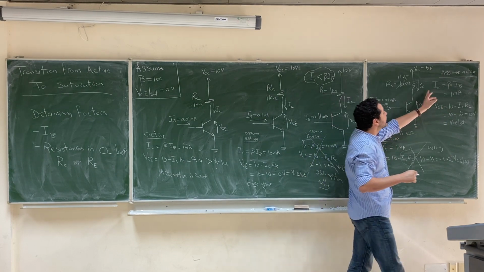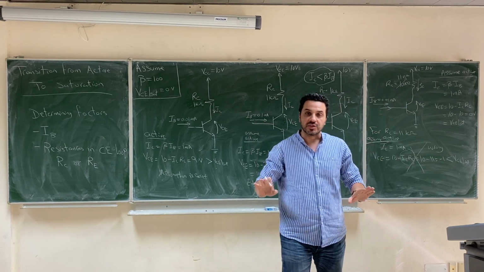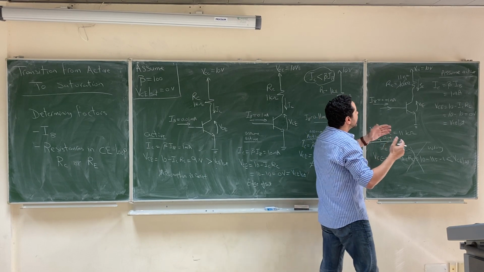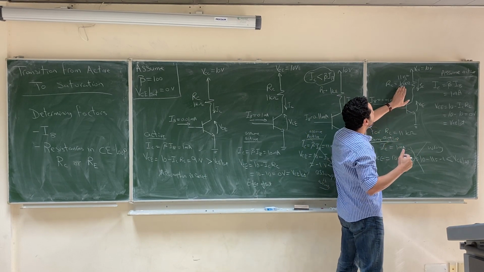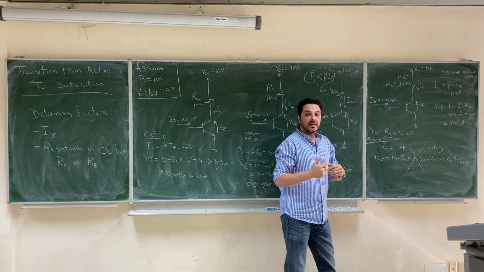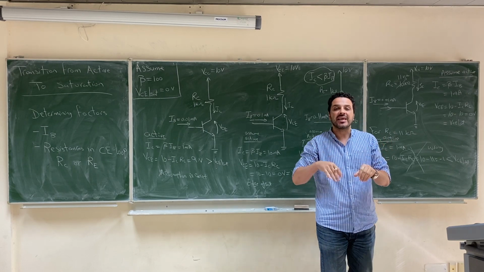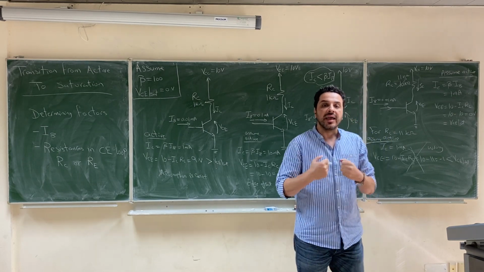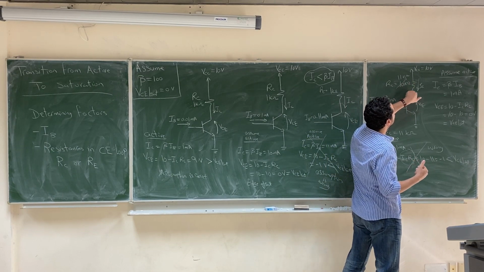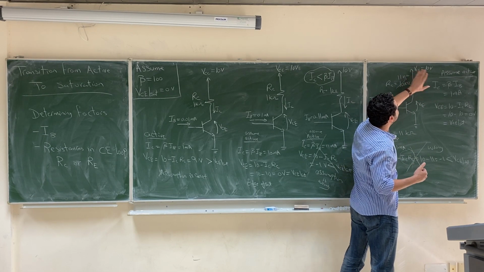But IC stayed as beta I base, 1 milliampere, no problem. The transistor is in the active region and IC equals beta I base. But when you tried to increase RC more than 10 kilo ohm, then IC said, I cannot stay as beta I base. I have to drop my value so that the drop across this resistor is 10 volt.